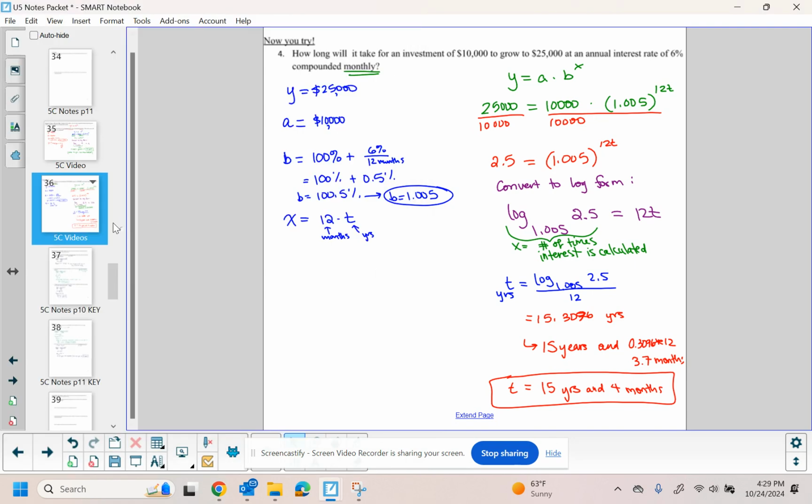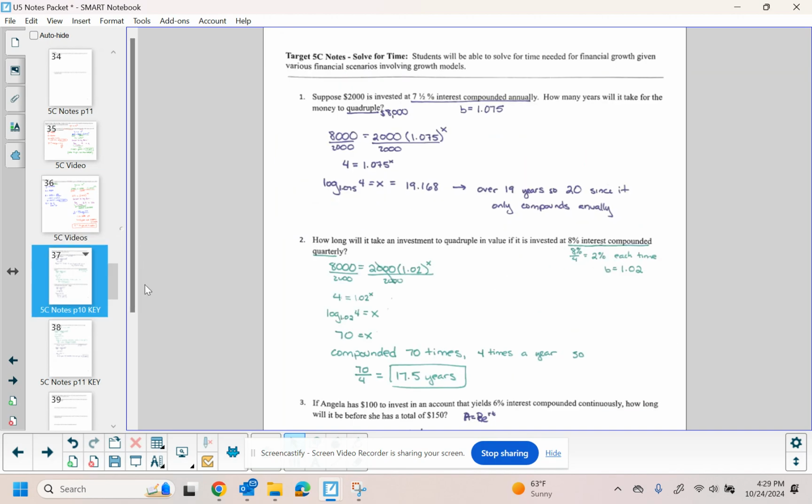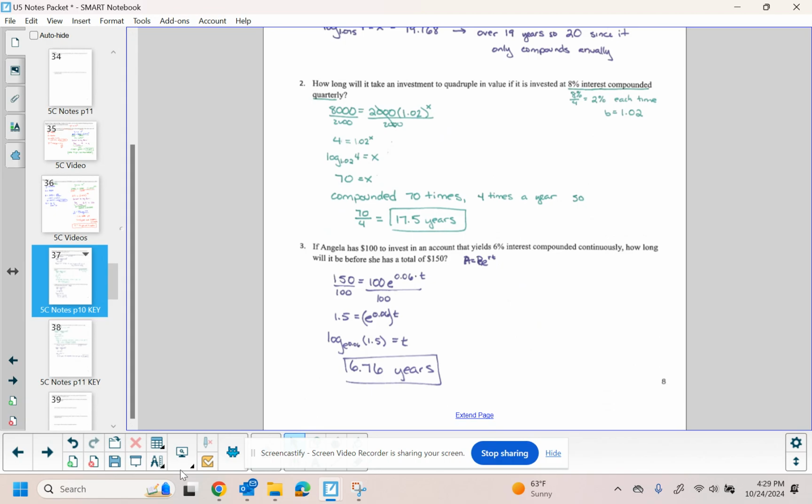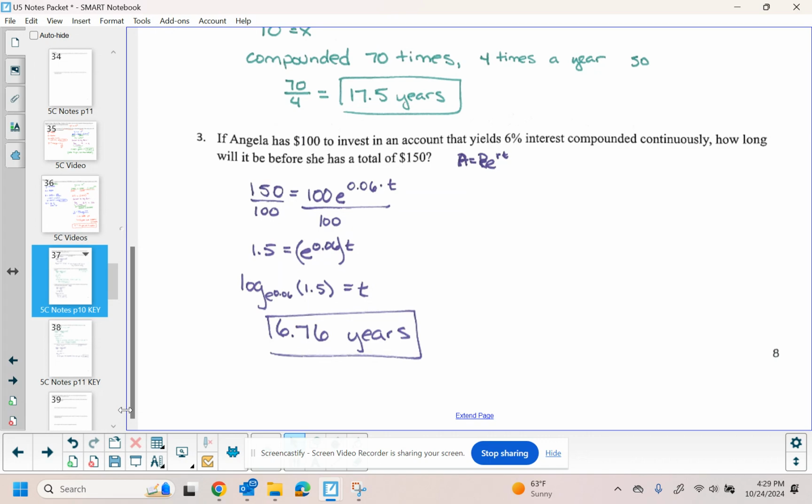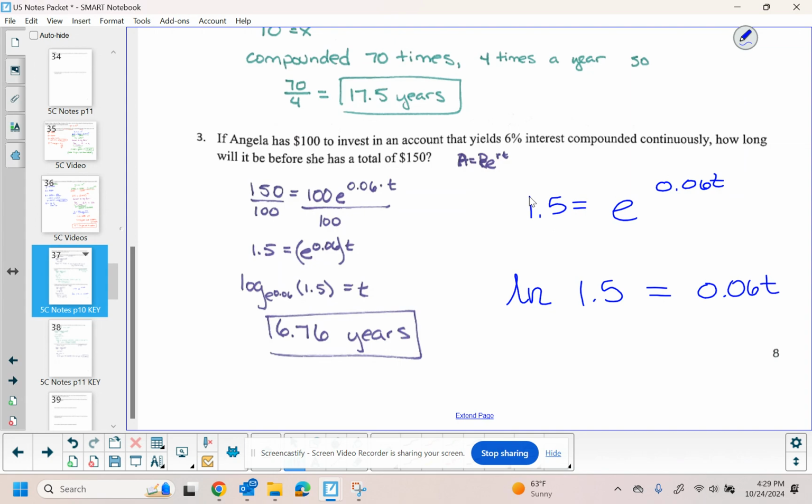Okay, and then I just wanted to also show you if you are compounding continuously, you don't have to worry about years and months because it's happening all the time. But when you get the power alone and take the log, I would not have written it this way. I would have written 1.5 equals e to the 0.06t. And then I would have written it as ln of 1.5 equals 0.06t. And so then you can divide both sides by 0.06.